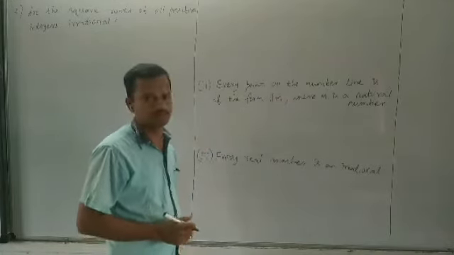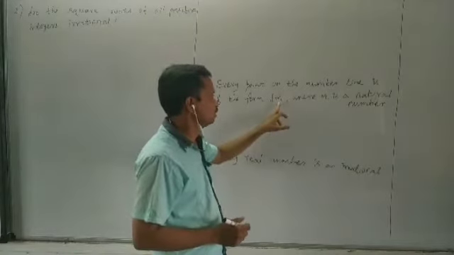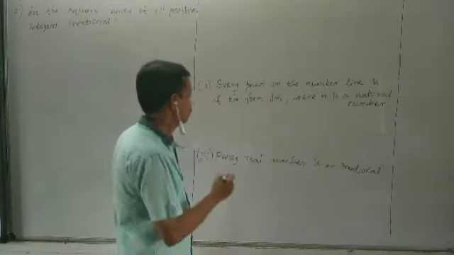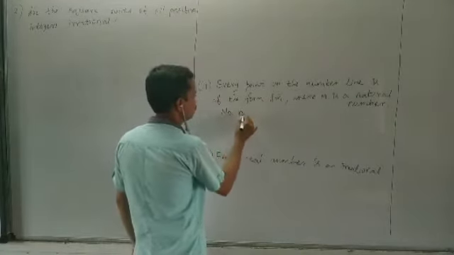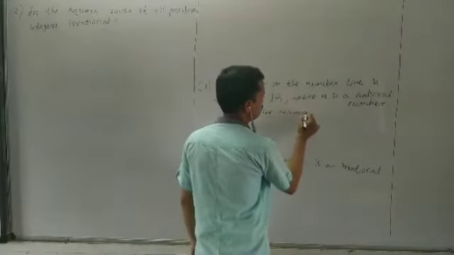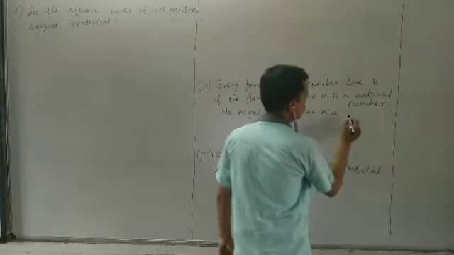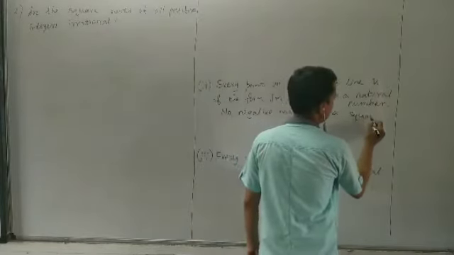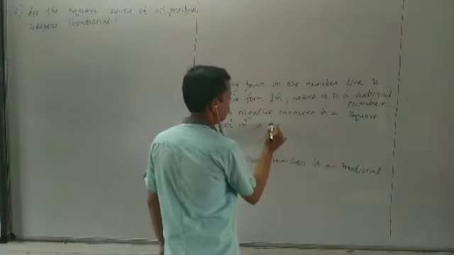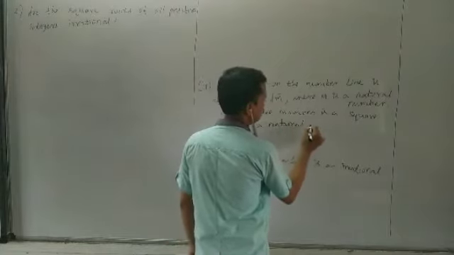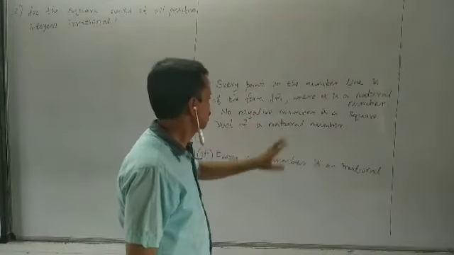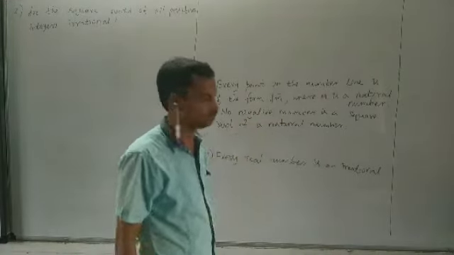And now coming to the second question, every point on the number line is of the form root m, square root of m. But inside the root m is there. M is a natural number, it is given in the question. So no negative number is a square root of a natural number.